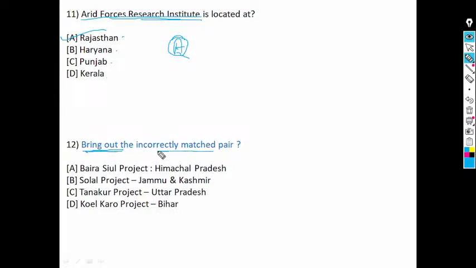Bring out the incorrectly matched pair. Baira Siul project, Himachal Pradesh; Salal project, Jammu and Kashmir; Tanakpur project, Uttar Pradesh; Koel Karo project, Bihar.